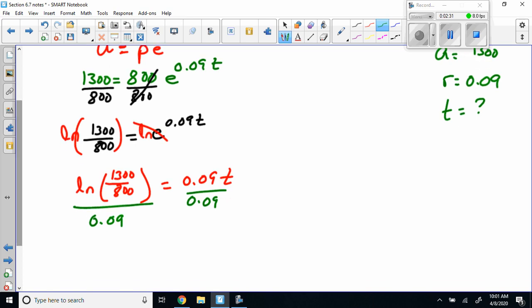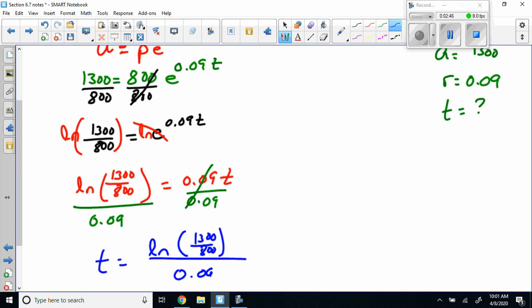Now this looks very familiar because we've been doing it all section long. So again, t is equal to the natural log of 1,300 over 800 divided by 0.09. Now I would take the natural log of 1,300 divided by 800, make sure that that's in parentheses, hit enter, then divide it by 0.09. And in doing that, I get 5.394, and it said two decimal places, which would be 5.39 years, right?